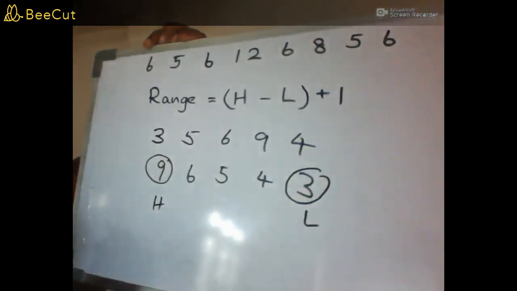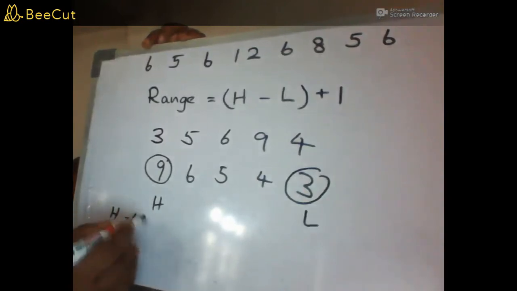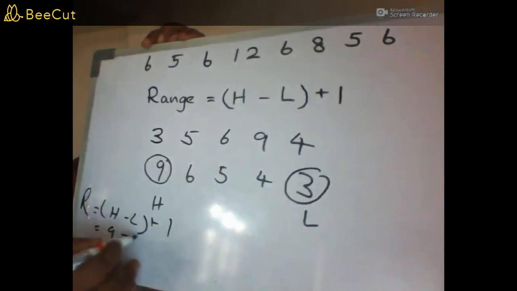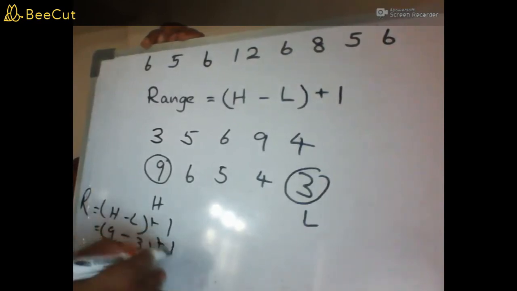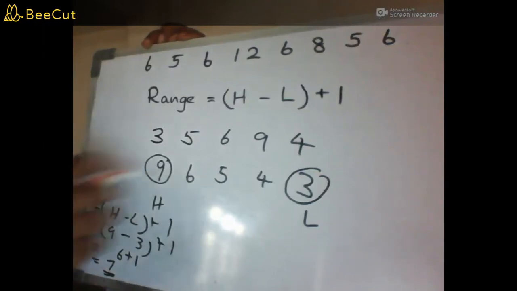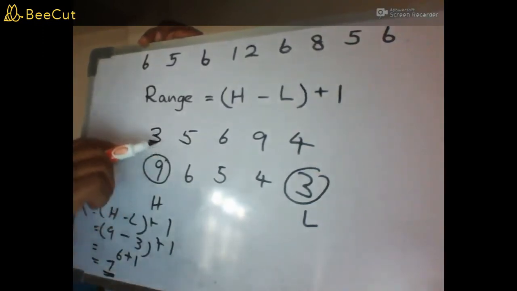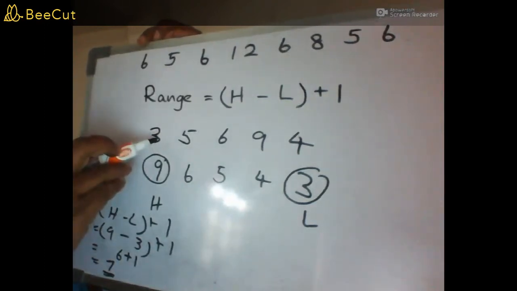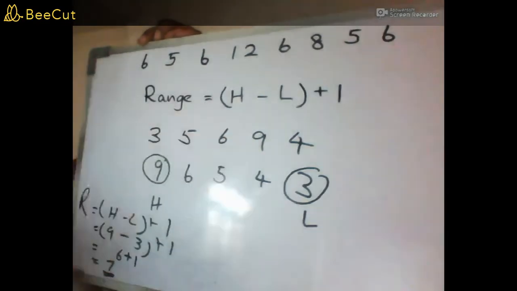So what's the range now? Highest minus lowest plus 1. Highest is 9, lowest 3, plus 1. Always put the brackets, otherwise you will get a different answer. 6 plus 1, the answer is 7. The range is 7. That's the way to calculate the range for what is this? Individual data. Right? Occurs only once.